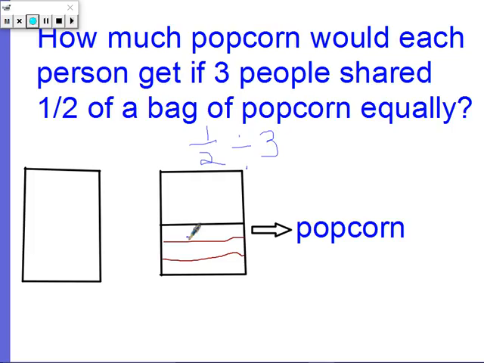So if I look at this, what do I know? I have to think about it as a whole bag. So how much did each person get? Well, I only got 1 out of how many? 1, 2, 3, 4, 5, 6. Well, if I think about this, 1/6 times 3 equals 1/2.